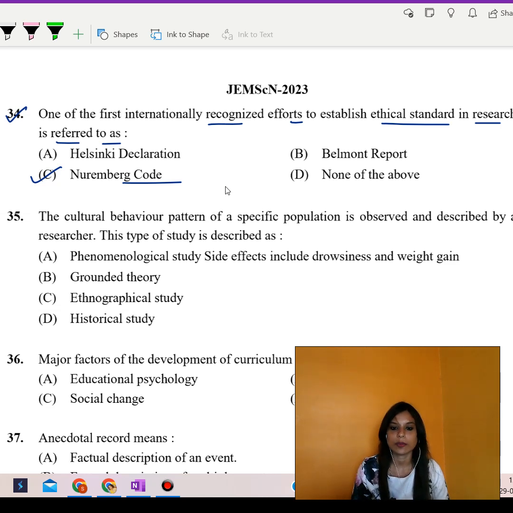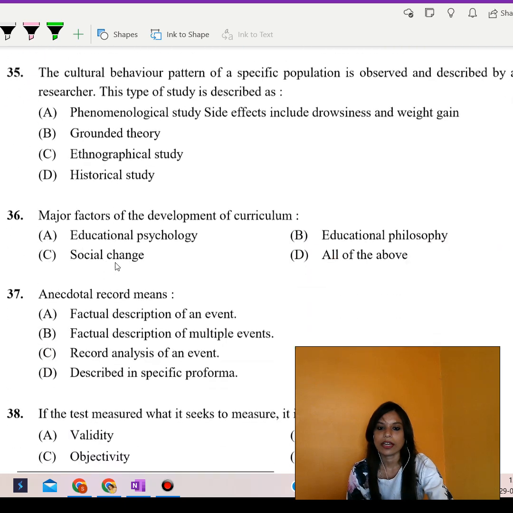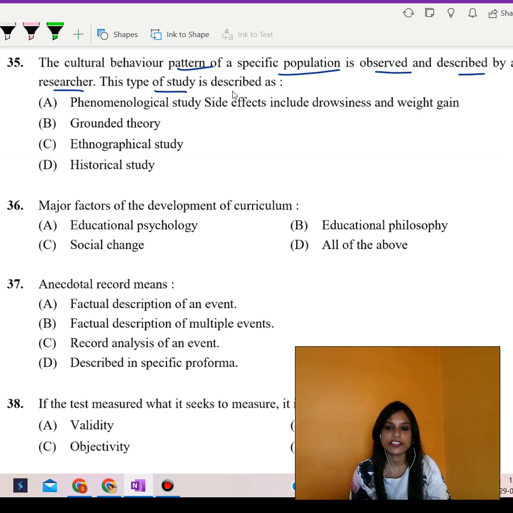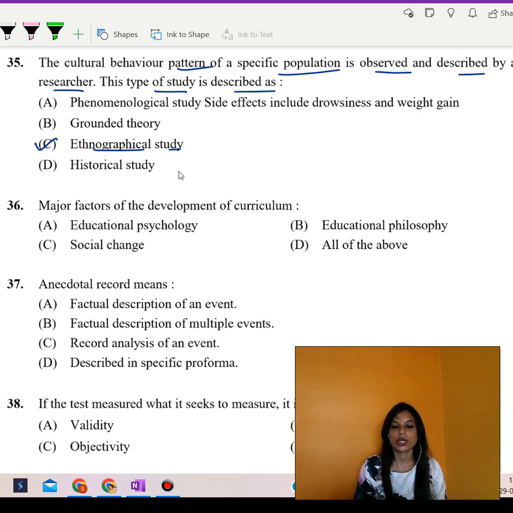and have broader applicability. Next, the cultural behavior pattern of a specific population is observed and described by a researcher. This type of study is described as what? It is described as ethnographical study. Now, an ethnographic study involves the observation and description of cultural behavior patterns within specific populations. Researchers immerse themselves in the culture they are studying to understand the social interactions, rituals, and norms.